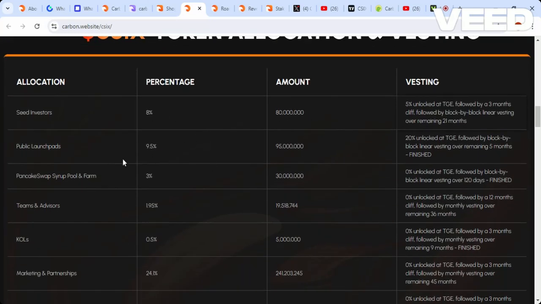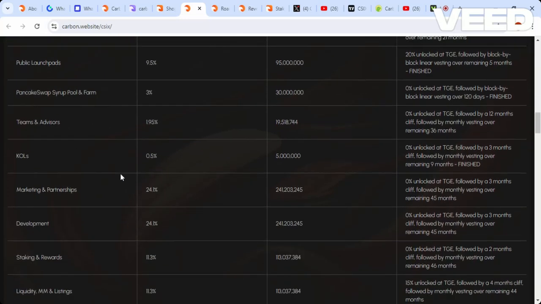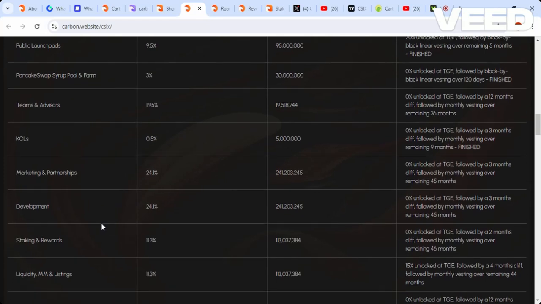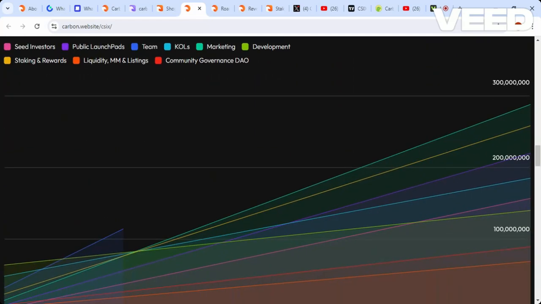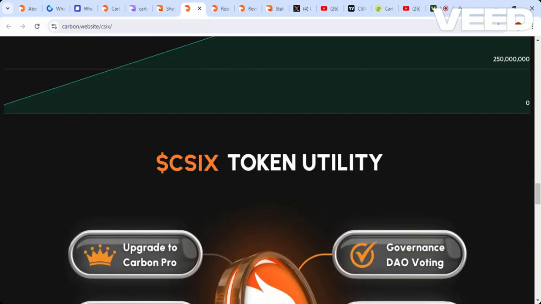8% was for seed investors, 9% was for public launchpad, 3% was for liquidity on PancakeSwap, and we have team 1.9%, marketing 24%, development 24%, and many others. So that's it.